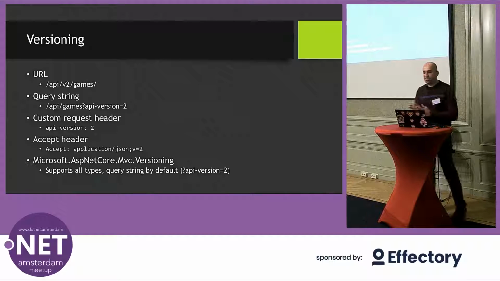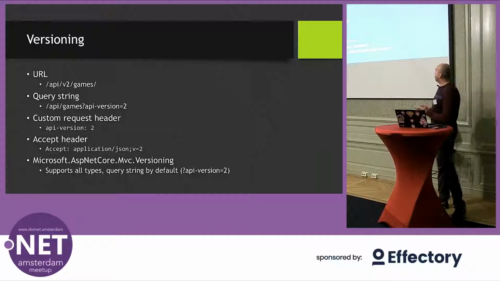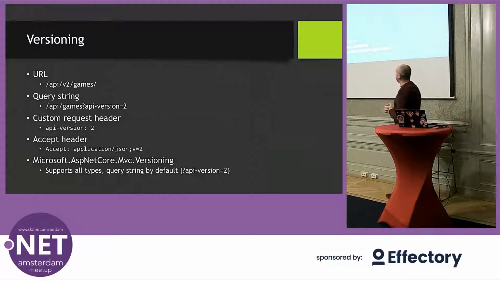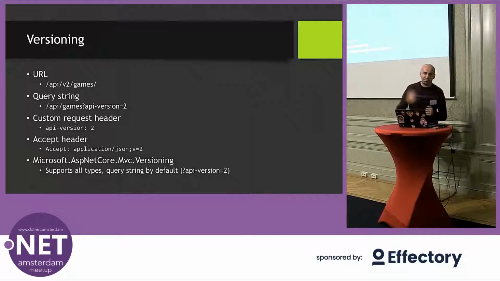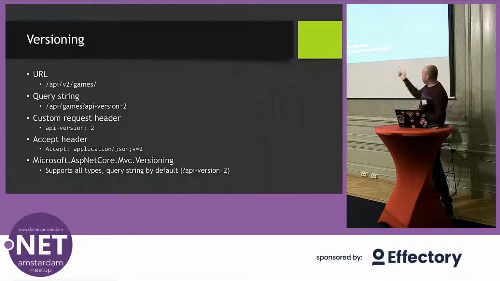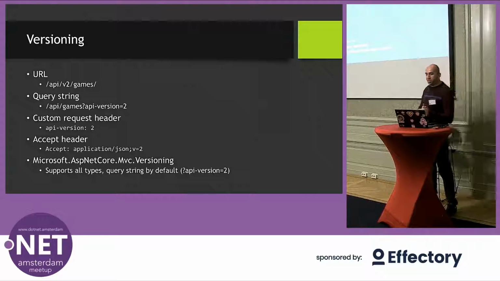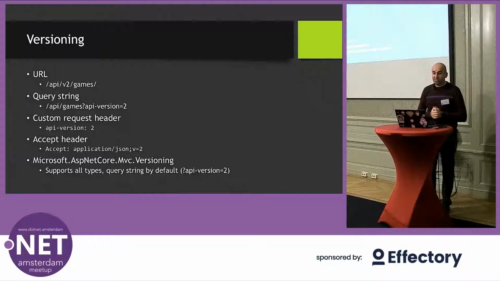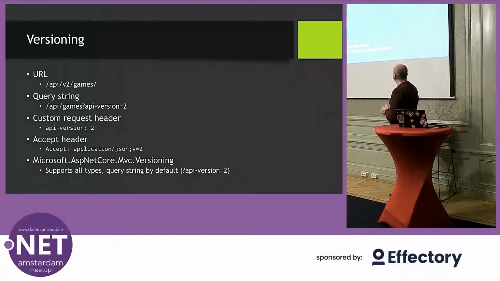There are several different ways you can version your APIs. You can put a version number within a URL. You can put it in the query string. You can have a custom request header, so as to avoid changing the URL, or an accept header, or modify the existing accept header. And for that, in ASP.NET Core, you'll be using this Microsoft ASP.NET Core MVC versioning package, which supports all of these 4 types, and by default, it's using the query string.